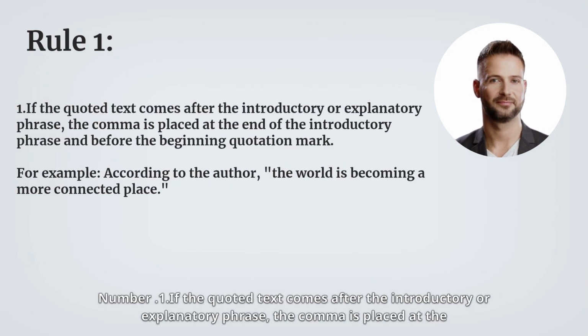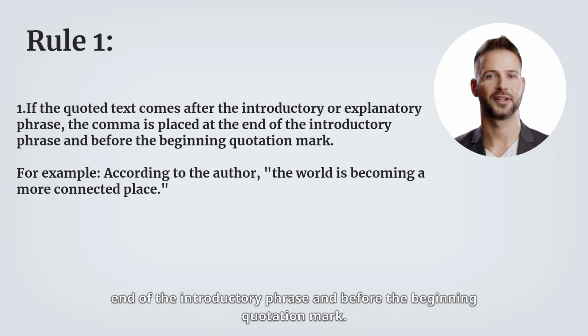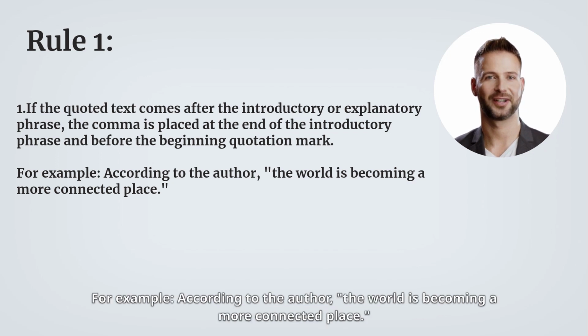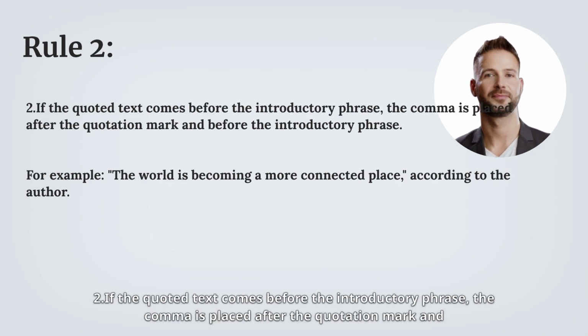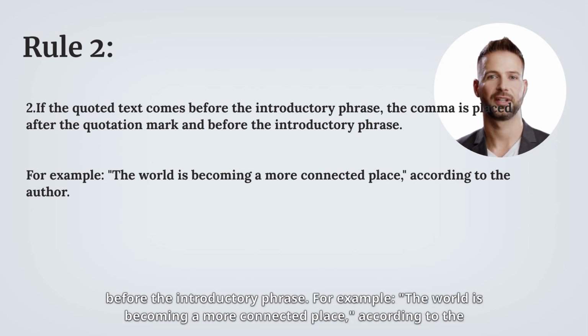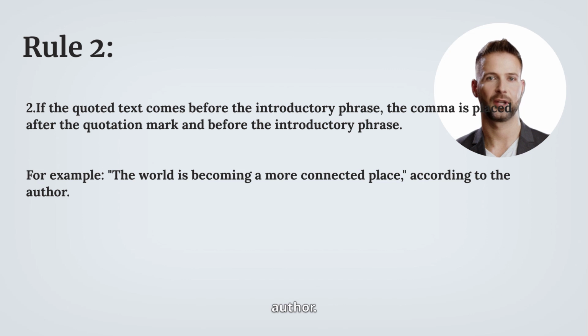Number 1. If the quoted text comes after the introductory or explanatory phrase, the comma is placed at the end of the introductory phrase and before the beginning quotation mark. For example, according to the author, "The world is becoming a more connected place." 2. If the quoted text comes before the introductory phrase, the comma is placed after the quotation mark and before the introductory phrase. For example, "The world is becoming a more connected place, according to the author."